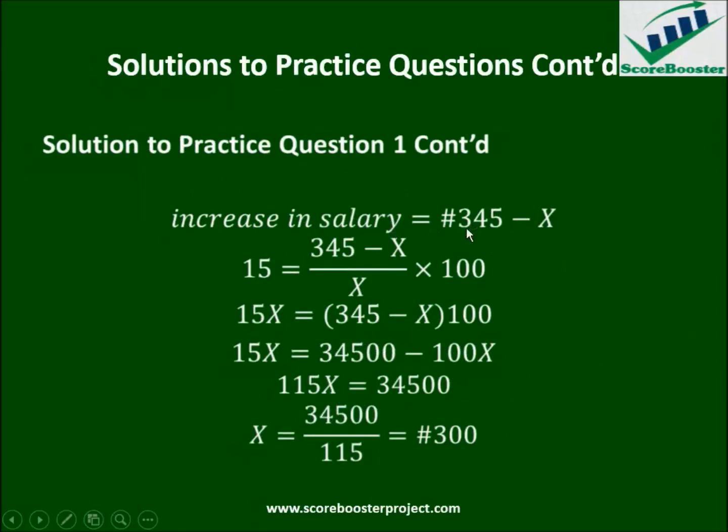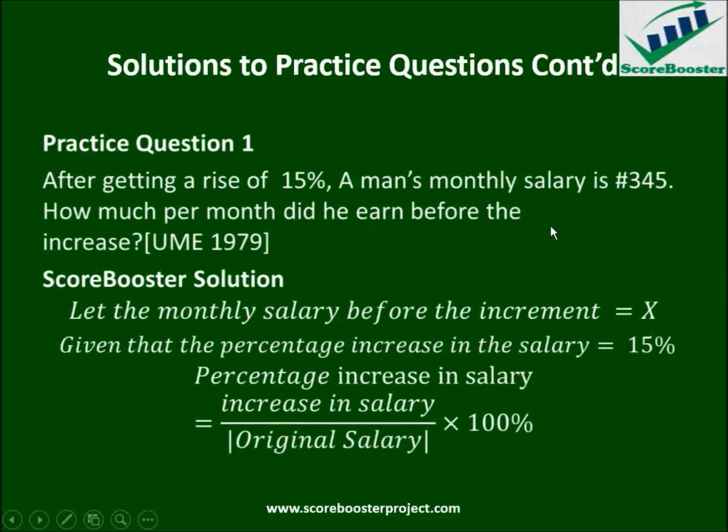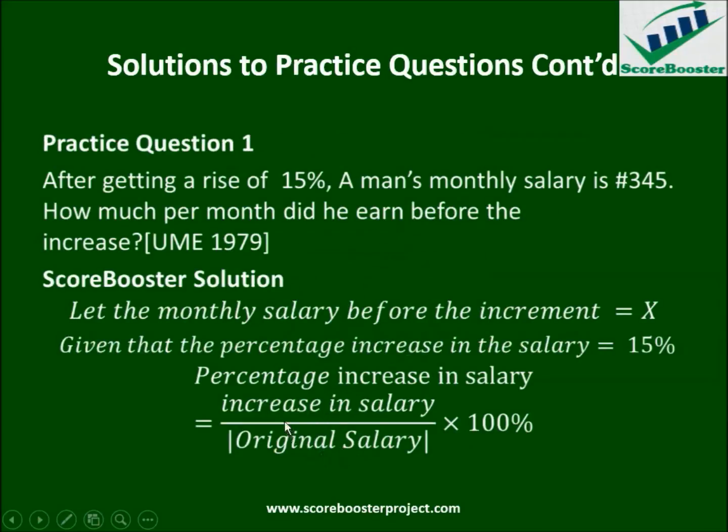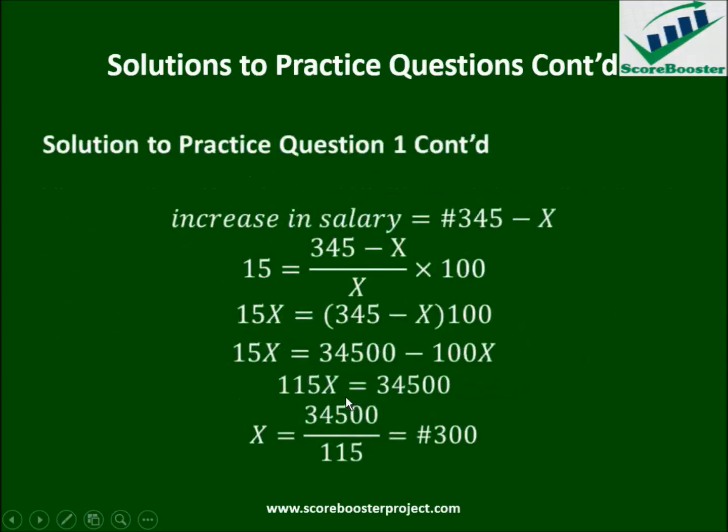So the increase in salary now is the new salary minus the initial salary. So substituting the values into the equation, which will be used in calculating the percentage increase: the increment is 15%, so it's 15 here, and then this is the change or increment in the salary, which is the new salary after the increment minus the original salary, divided by the absolute of the original salary, which is x, times 100.